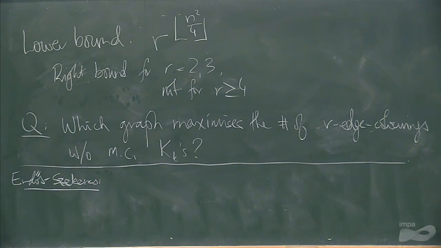So the Erdős–Szekeres theorem is an extremal result which says if you have any sequence of length k squared plus 1 of natural numbers, then you'll find a monotone sequence of length k plus 1.